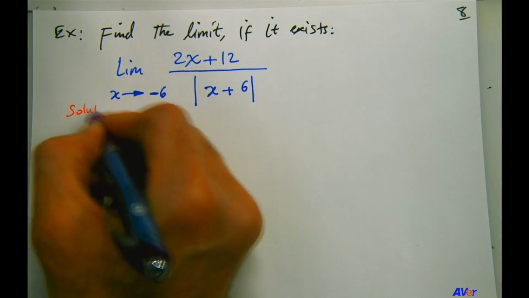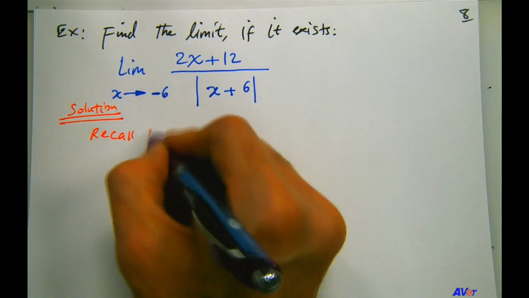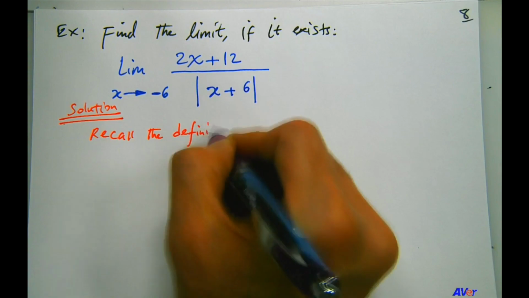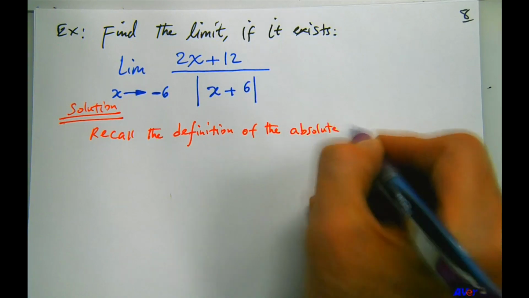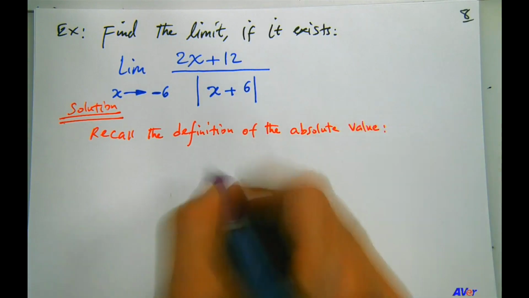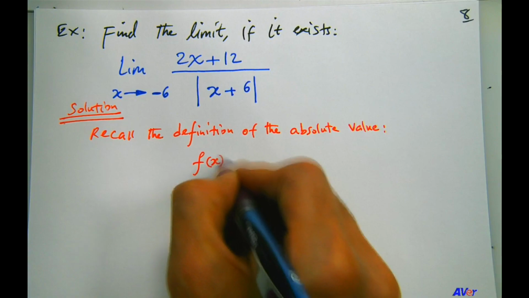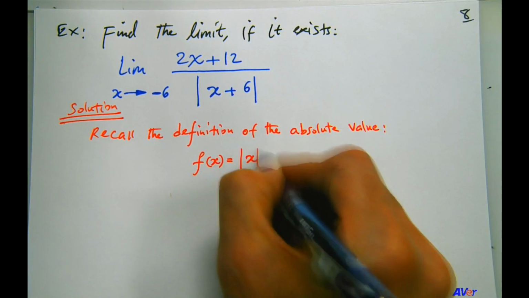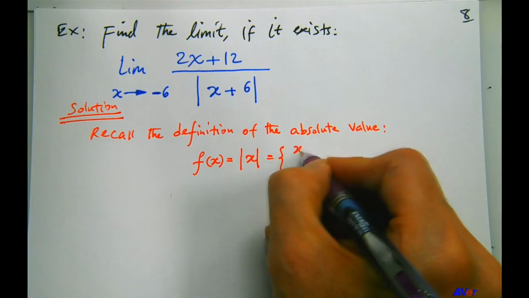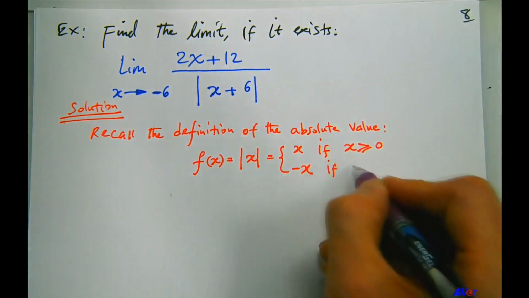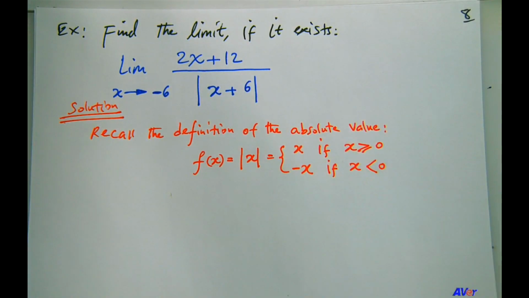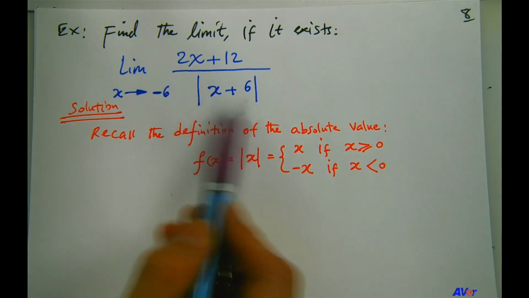by the way, the solution starts from right here. So recall the definition of the absolute value. We said that if you have f of x equals the absolute value of x, then this is equal to x if x is greater than or equal to 0, and it's equal to minus x if x is less than 0. We saw this in probably Math 126. We're going to use that for the denominator of this expression.